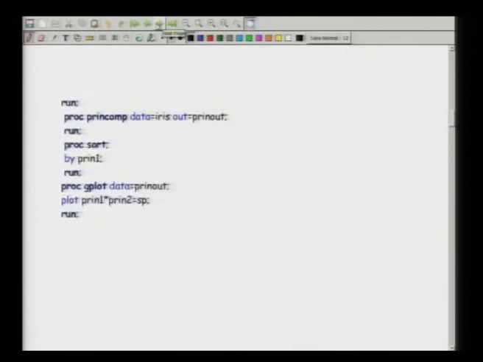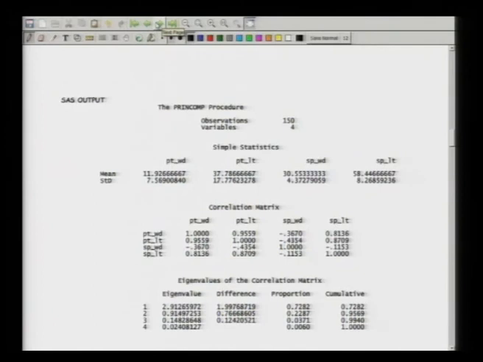So, we have entered the data, run it, and then we call proc princomp, that is the SAS procedure for it, procedure princomp. The data is iris, that is how we have named our data, and the out file is printout. And we sort by the first principal component, that is, we rank the data by the first principal component. We also plot the data, and we obtain a 2-dimensional plot of principal component 1 by principal component 2.